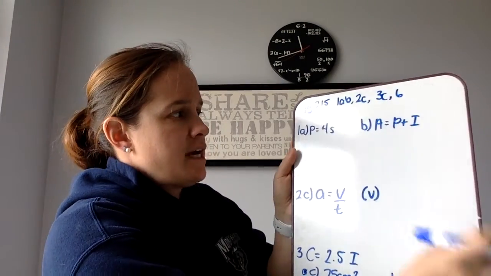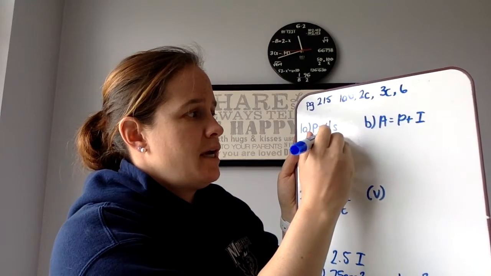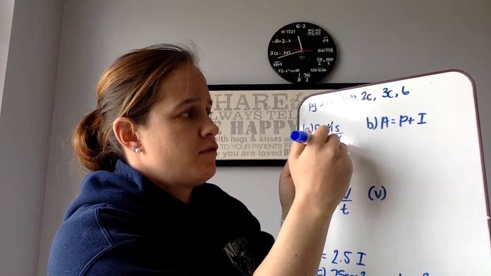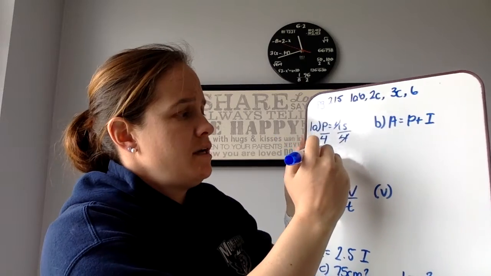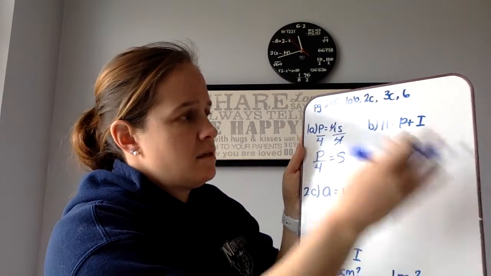So question 1A is asking you to isolate for S. Here we see that 4 is being multiplied by S. You just divide out the 4 from that side and the 4 from this side, and you're left with P over 4 is equal to S.